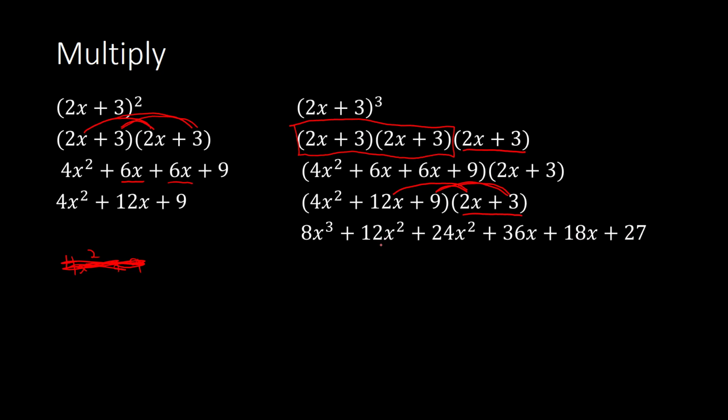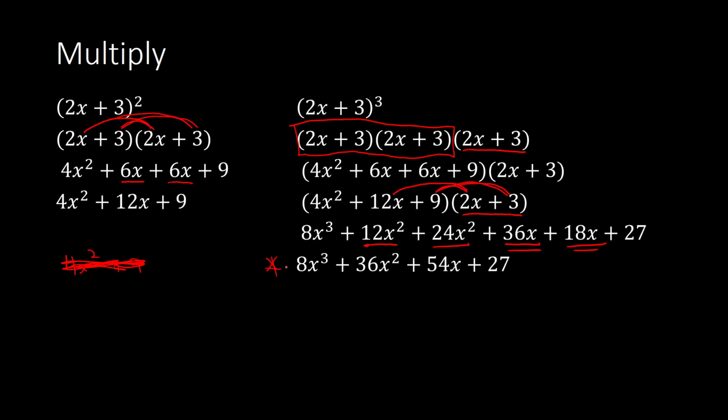So then we're almost done. We just need to combine like terms. Combine the 12x squared and the 24x squared, and then the x and the x over here, combine those. So 12 plus 24 gives me 36. 36 plus 18 gives me 54. And this would be my solution.